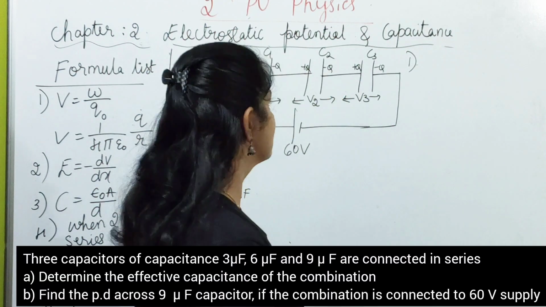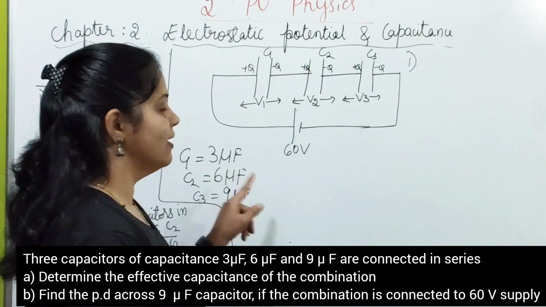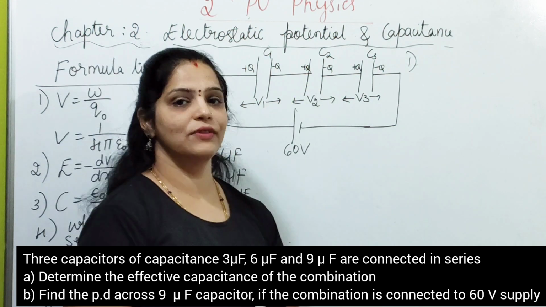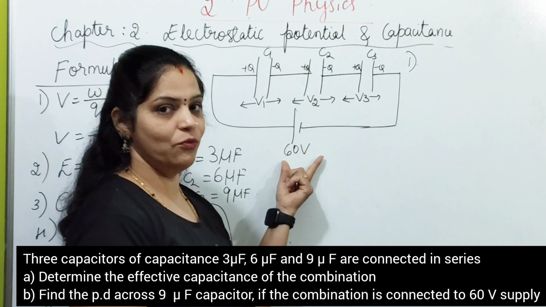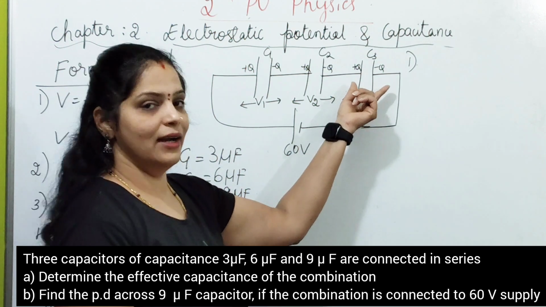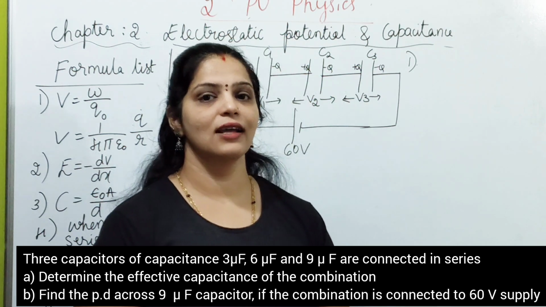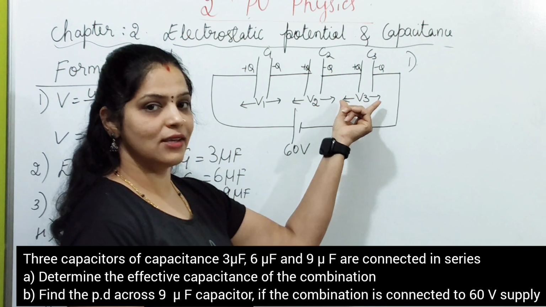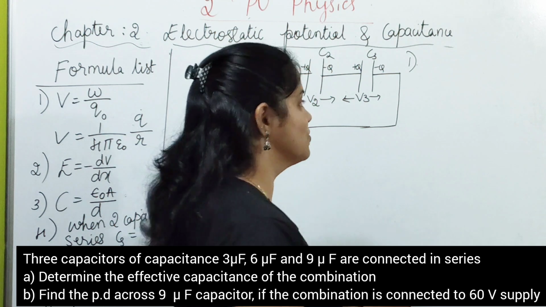Now the first question is: 3 capacitors of capacitance 3 microfarad, 6 microfarad and 9 microfarad are connected in series. Then find the capacitance of the combination. And the second one is, if this combination is connected to 60 volt supply, then what is the potential difference across 9 microfarad capacitor? So you have to find out effective capacitance, that is the first question. And the second one is, you need to calculate V3, the potential difference across the third capacitor, that is 9 microfarad capacitor. So for this, let us use this formula.